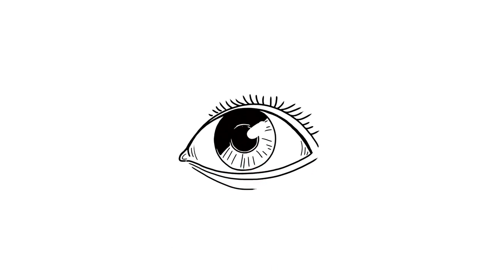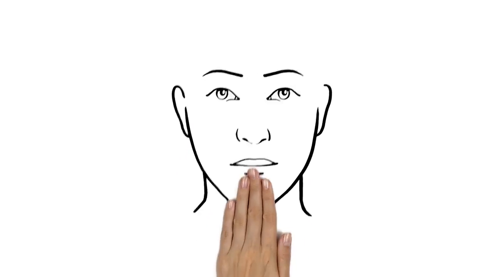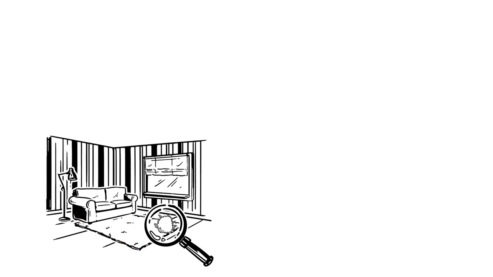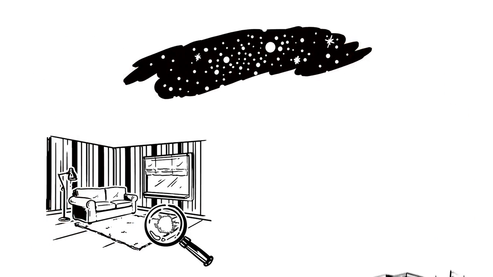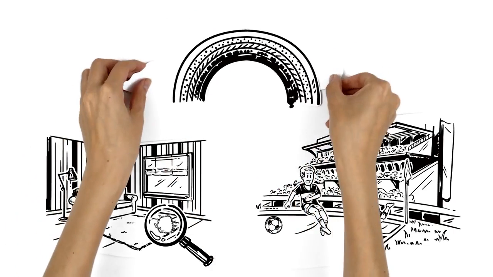Visual perception made simple. Our eyes are like windows to the world. We observe the smallest fluff on the rug and the farthest stars in the sky. At a stadium, we track the flight path of a soccer ball and perceive millions of different gradations of color. But how exactly does that work?